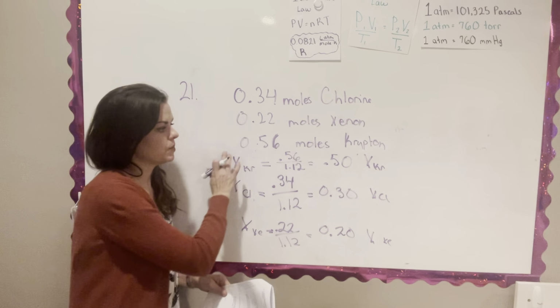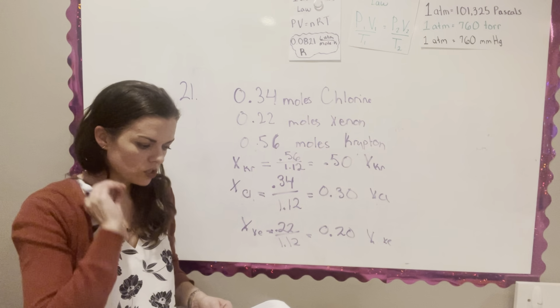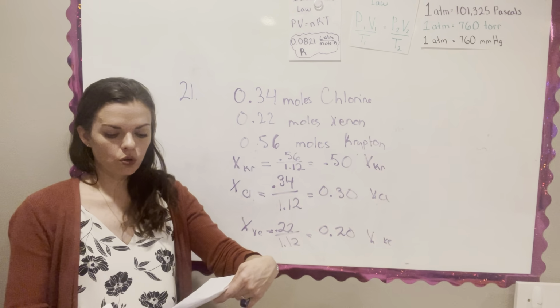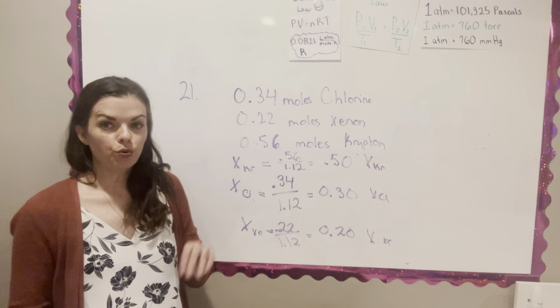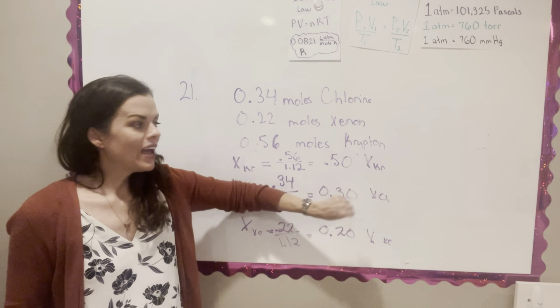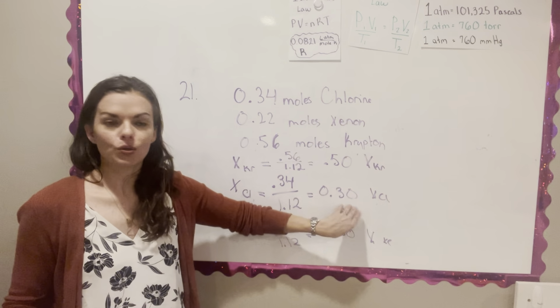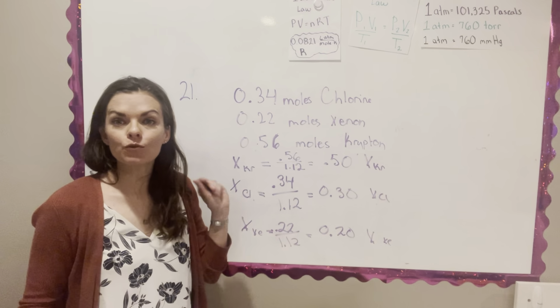All right, so I have basically found the mole fractions of all the parts, and now I'm going to go back, because it wants to know the partial pressures. Look at this like a percent: this is like 50% krypton, 30% chlorine, and 20% xenon. And so it's the same for pressures.